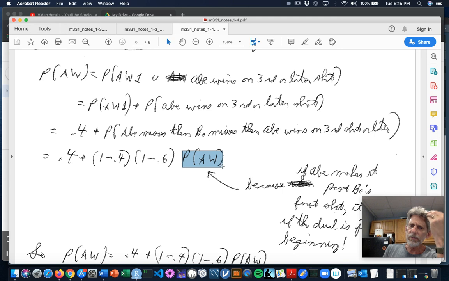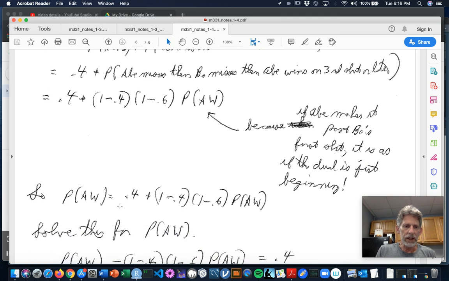But wait a minute, think about the independence here. Because all shots are independent, if Abe makes it to shot number 3, if he survives Bo's first shot, that's just like starting the whole duel out from the very beginning. And so the probability of Abe winning on that third shot or later is actually just the probability of Abe winning the duel. It's got to be the same number.